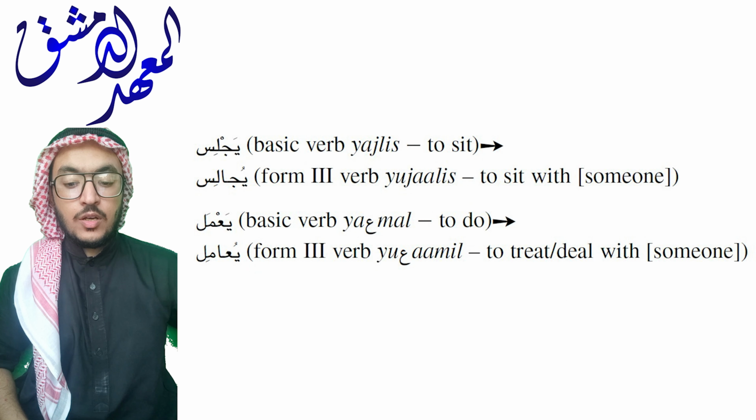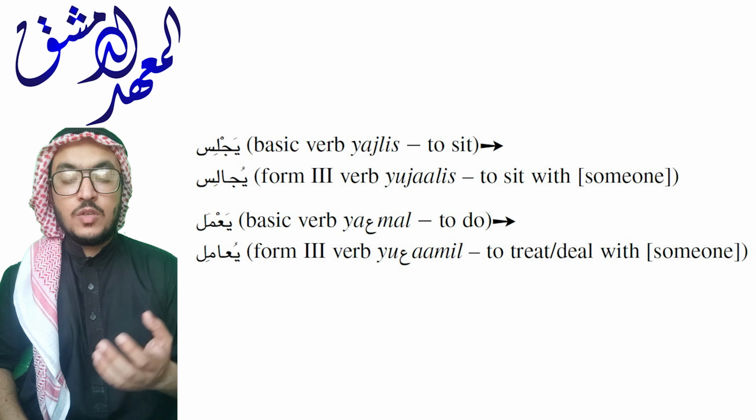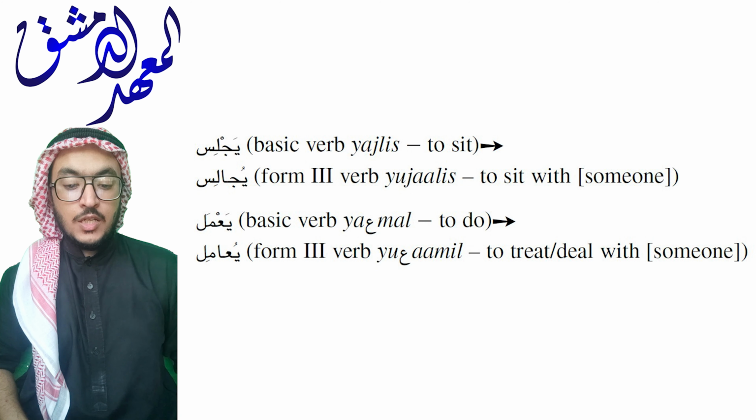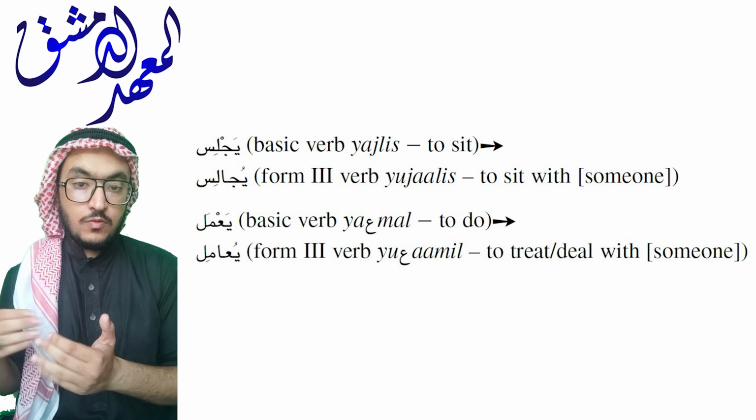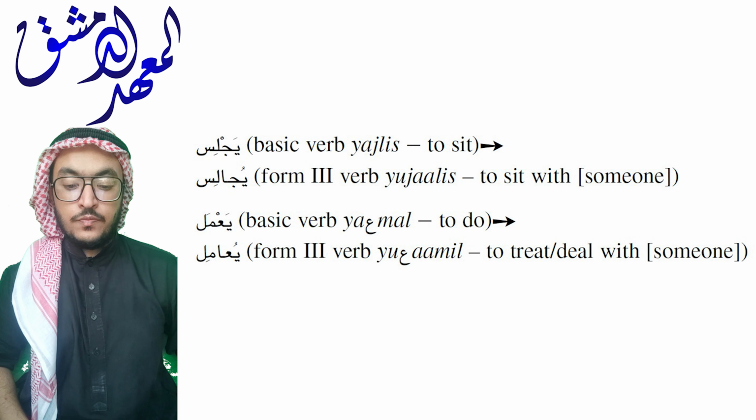Form 3 often carries the meaning of doing something with someone else. For example, yajlis means to sit, yujalis means to sit with someone. Ya'mal means to do something, but yu'amil means to treat or deal with someone. Someone is attached with you.